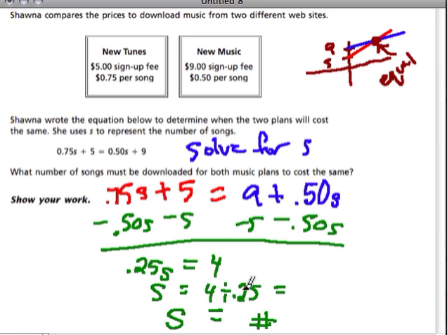And 4 divided by 0.25 is saying how many 0.25s go in 4. So how many quarters are in 4? That's 16. So when you purchase 16 songs, it doesn't matter if you're at New Music or New Tunes, you're going to pay the same price. And then after that, remember, this red line is the New Tunes. It started lower and had 16 songs right here. If we go up at 16 songs, we would find the same price, but then after 16, New Tunes will keep going up and up and eventually be much more expensive than New Music.